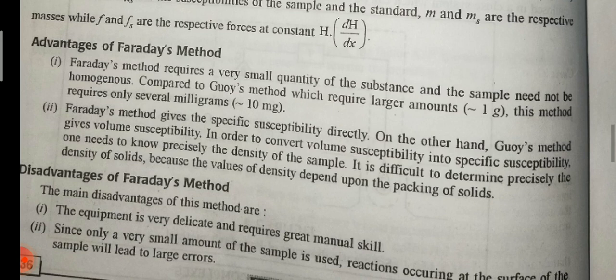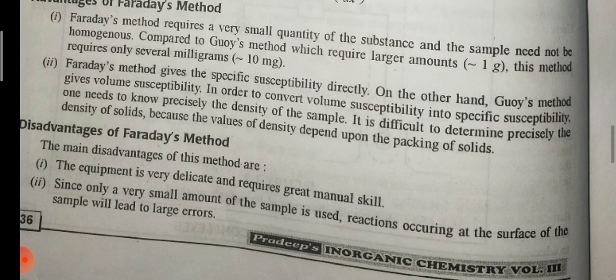Faraday's method requires a very small quantity of substance, and the sample need not be homogeneous. Compared to Gouy's method, which requires large amounts, 1 gram, this method requires only several milligrams, 10 mg. Faraday's method gives the specific susceptibility directly.